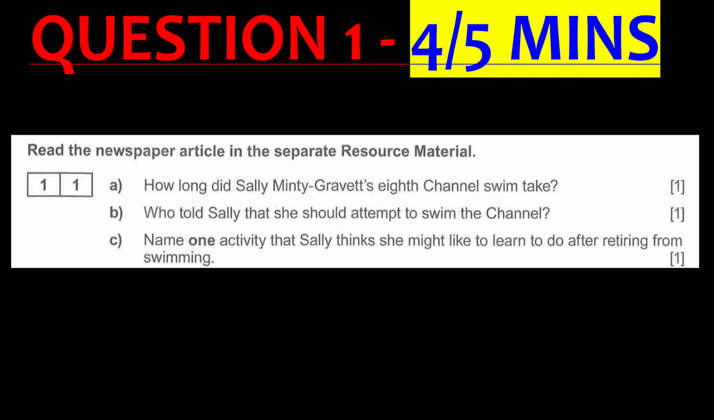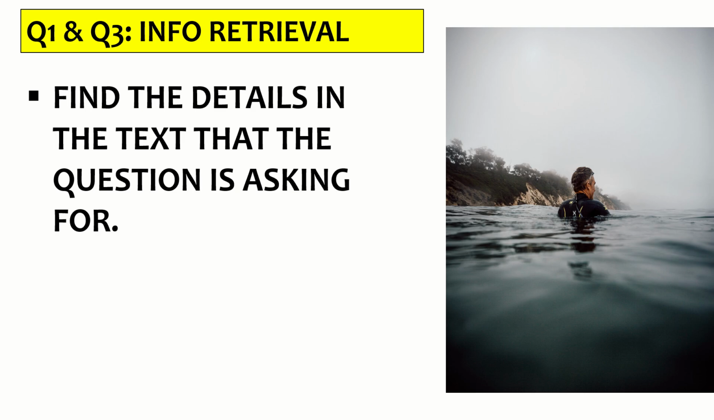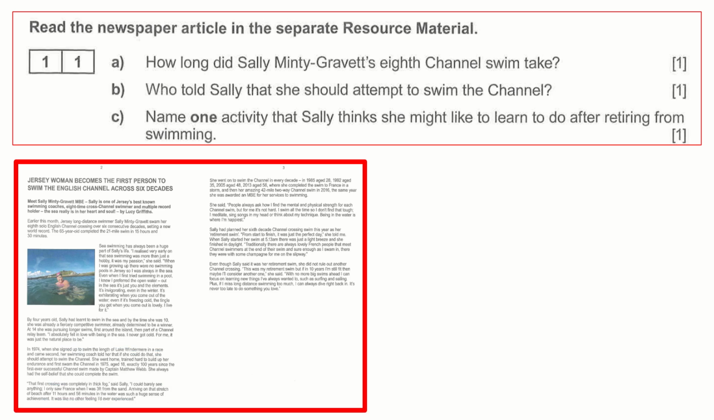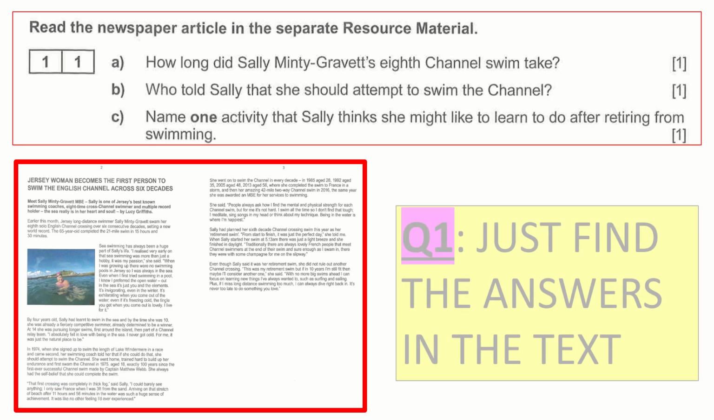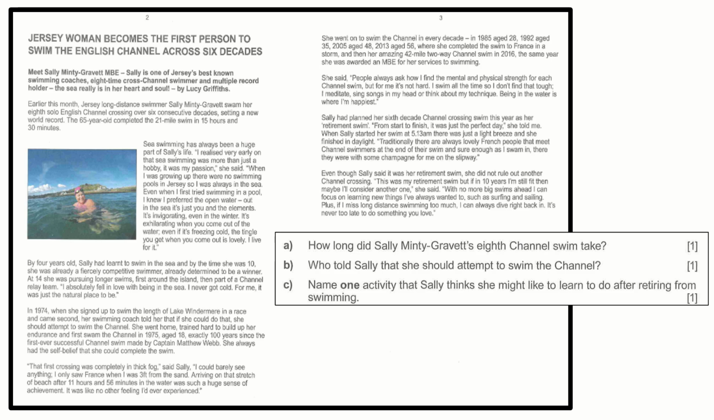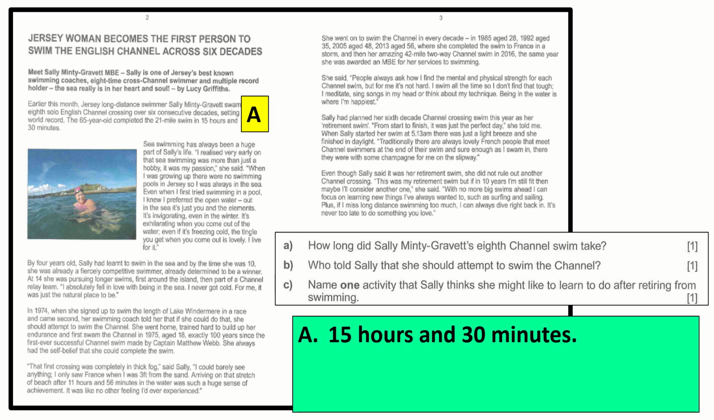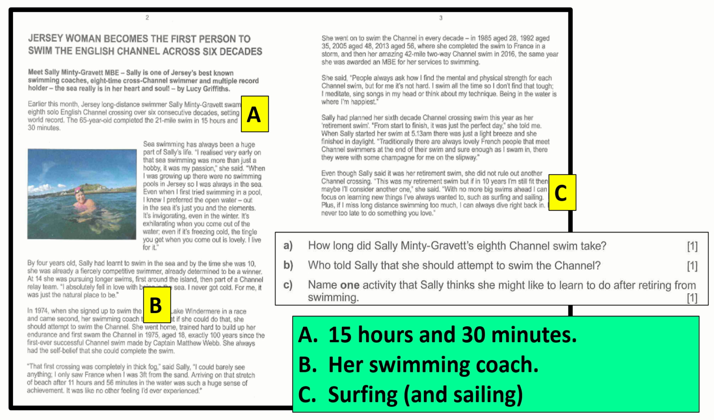So question 1 then, nice easy question. There were 3 comprehension questions, so you should have gone through it, found the answer and maybe written a little sentence. So it was, how long did Sally's 8th swim of the channel take? It was 15 hours and 30 minutes. Who told Sally that she should attempt to swim the channel? It was her swimming coach. And C, name one activity that Sally thinks she might learn after retiring from swimming. She said surfing and sailing, so you should have written either of those.